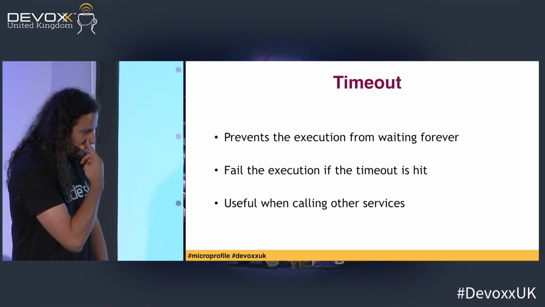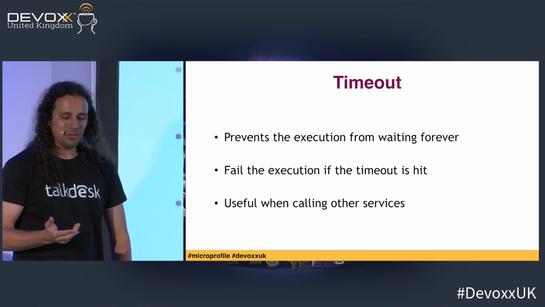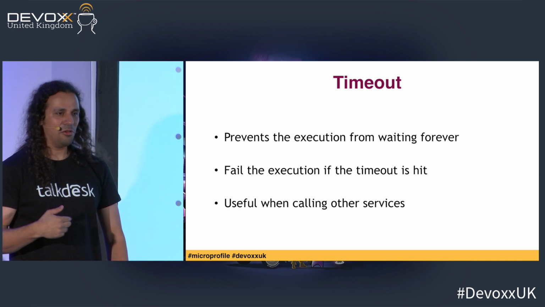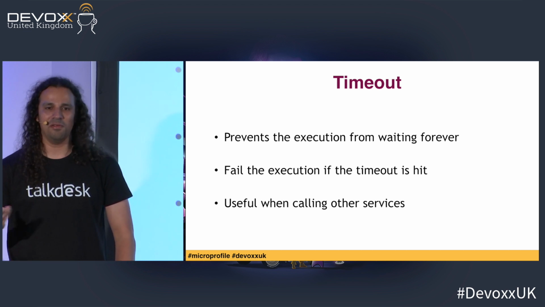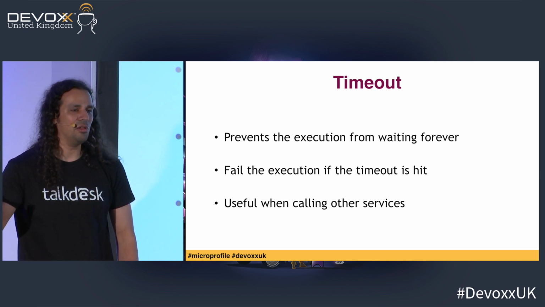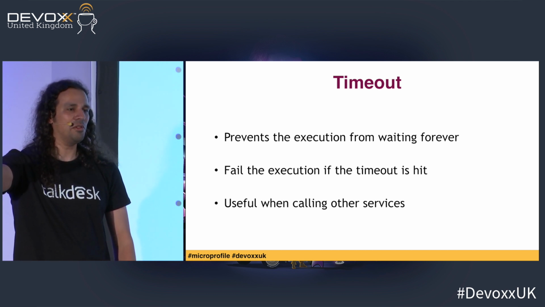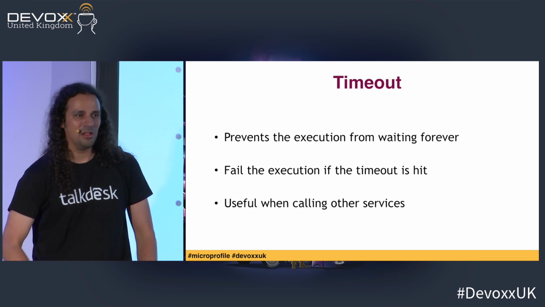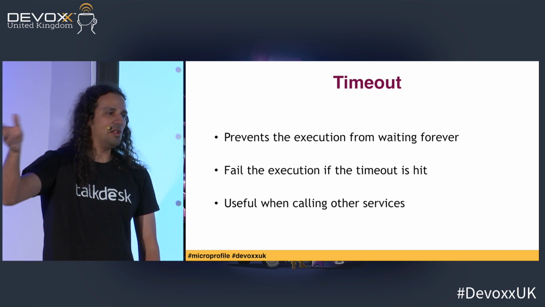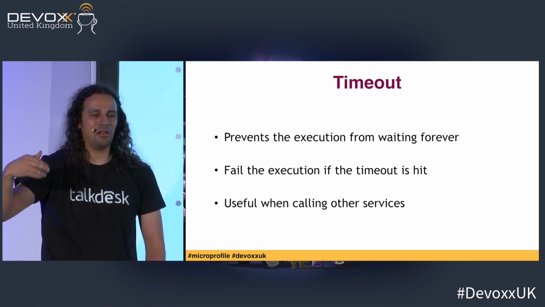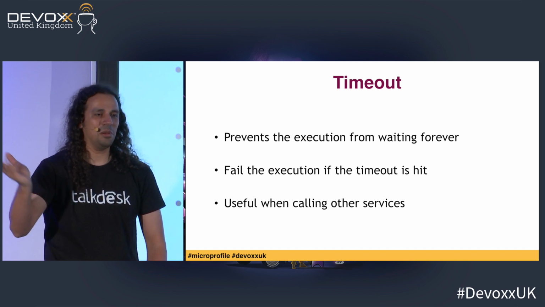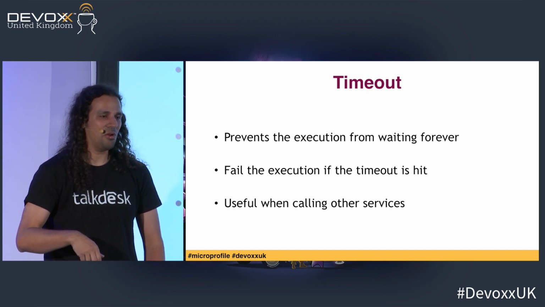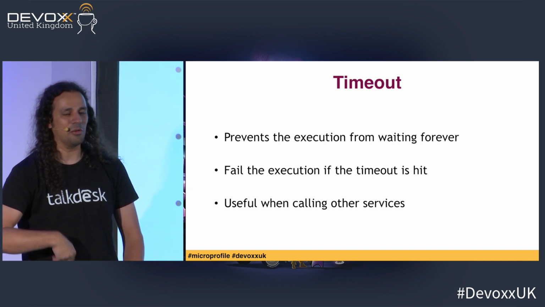Okay, so I'm going to start with the most simple one, so timeout. The timeout allows you to prevent the execution from waiting forever, right? Especially when you're calling, let's just say, a service that's super slow and you don't want to wait for the entire time for that. You can just say, okay, if the service doesn't answer me in X amount of time, then I'm just going to kill it, or I'm just going to drop the request, drop the call, and we're going to do something else.